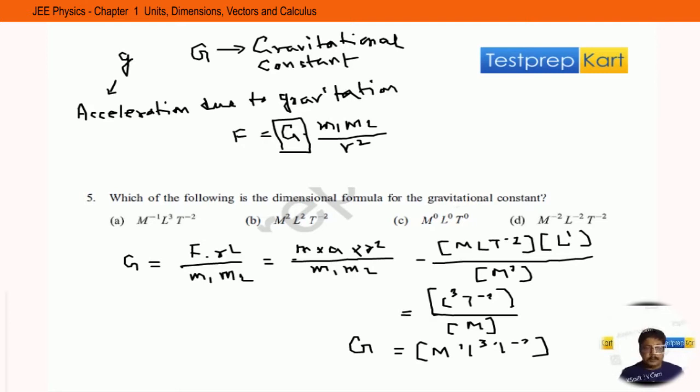So the answer should be which one? M to the power negative 1, L to the power cube and t to the power negative 2. So this is the answer. Number B, m square, L square, t to the power negative 2. It cannot be. It is not dimensionless and it is nothing. So if anything does not have any dimension, we can say this particular unit is dimensionless, like string.